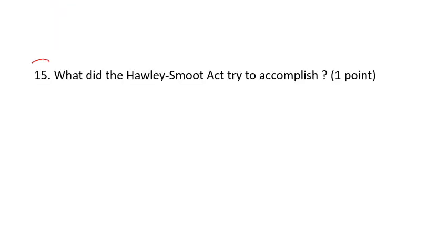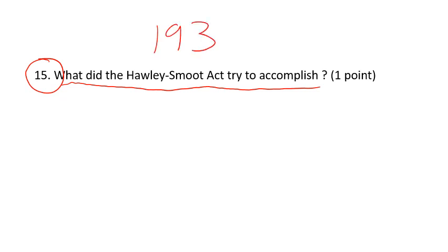And finally, the last question of the exam, another essay question, was the expectation. The question reads, what did the Hawley-Smoot Act try to accomplish? Well, you remember we did this in class. What this act tried to accomplish was trade protectionism. This was a tariff act. And what happened in the United States, I believe the year was 1930.